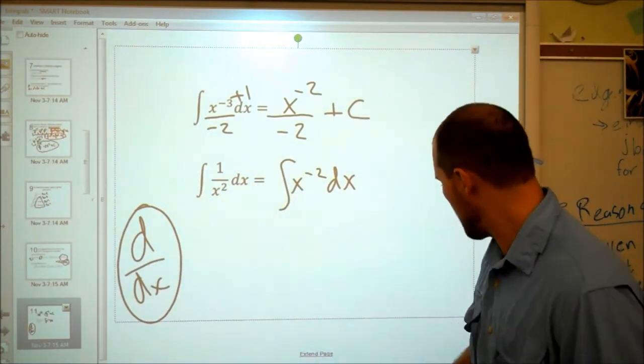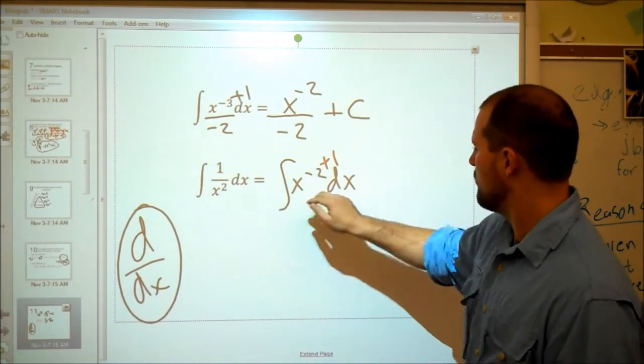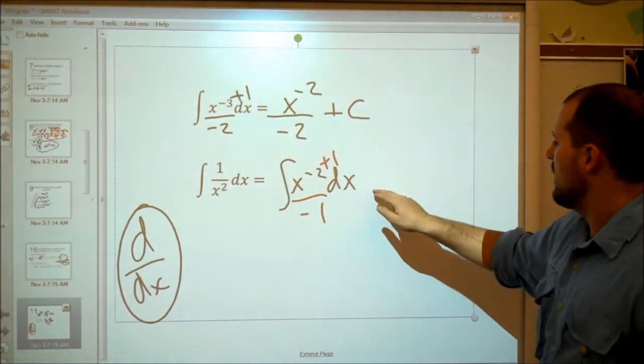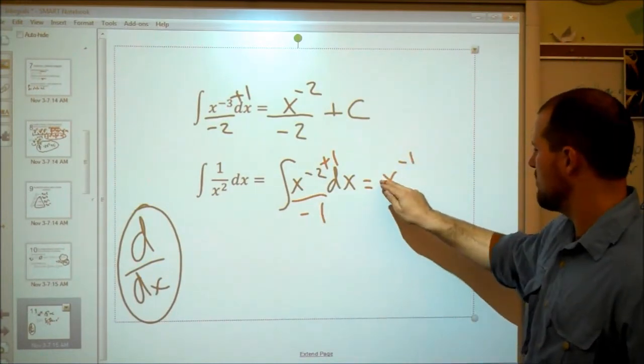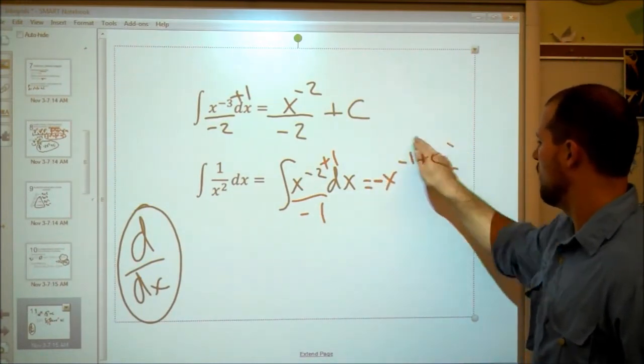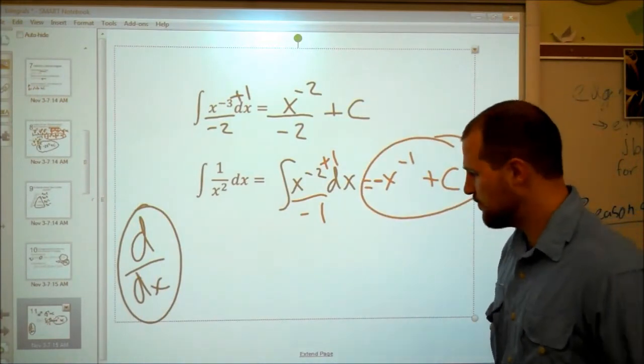Now same thing, add and divide. Add 1, negative 2 plus 1 is negative 1. So I get x to the negative 1 divided by negative 1. That's the same thing as if I bring that minus up, and don't forget the plus c.